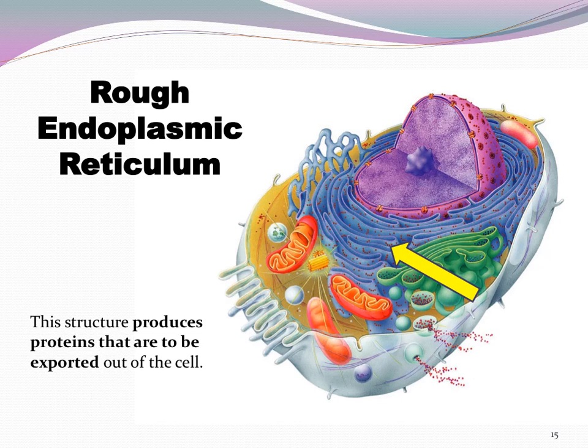This is the rough endoplasmic reticulum. You can tell it is because it has ribosomes all over its surface. This structure produces the proteins that are to be exported out of the cell. It works very closely with the Golgi body.